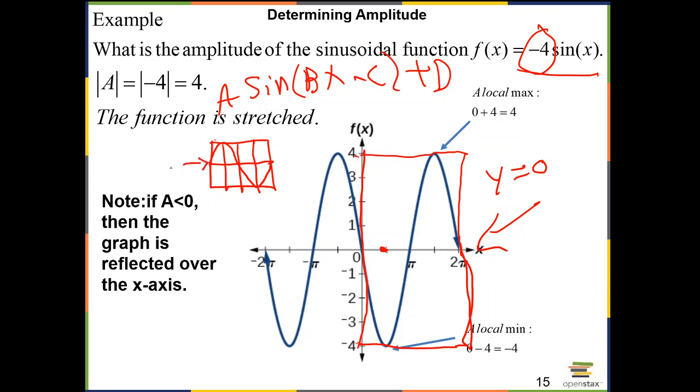And this number is y equals d. So this distance here is the absolute value of a, and this distance is the absolute value of a. So the max happens at pi over 2, and the min happens at 3 pi over 2. But if this number is negative, then you have to flip it over the x-axis. Again, you divide into 4.